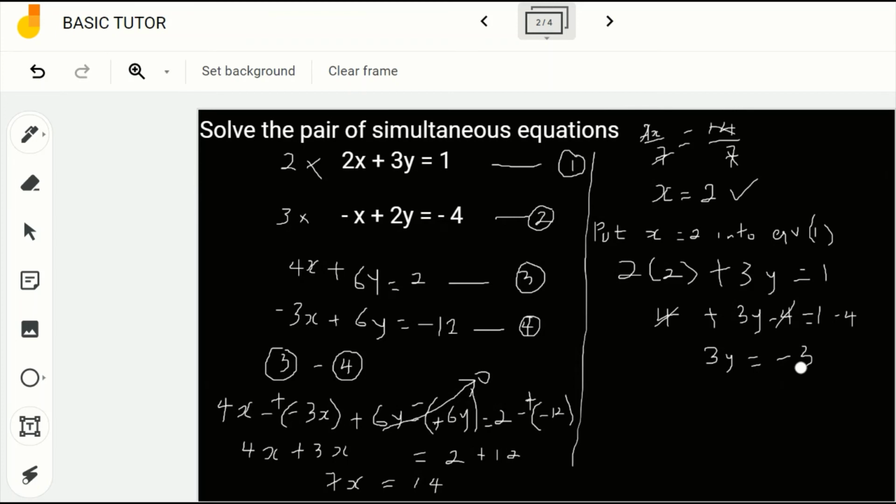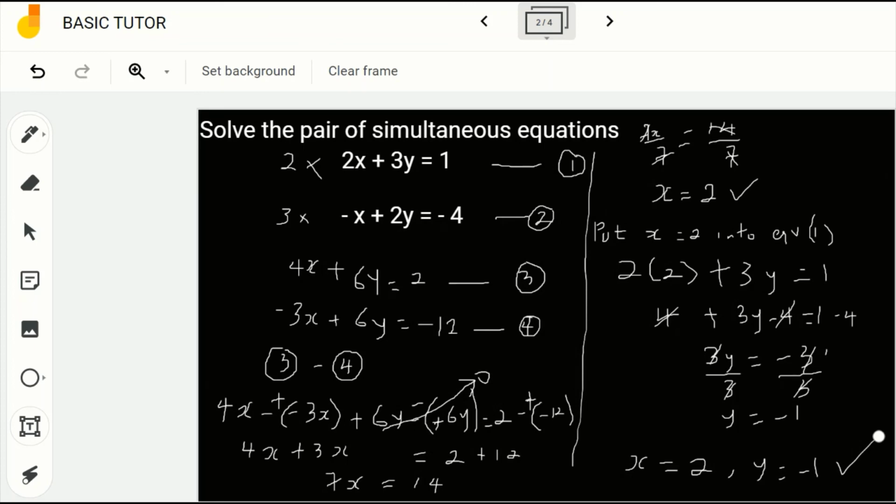So what next? To get my y, I will divide both sides by 3. The 3 cancels the 3, so I'm left with y equal to negative 3 divided by 3, which is negative 1. So the value for y is negative 1. Therefore, I can say that x is equal to 2 and y is equal to negative 1. This is our final answer.